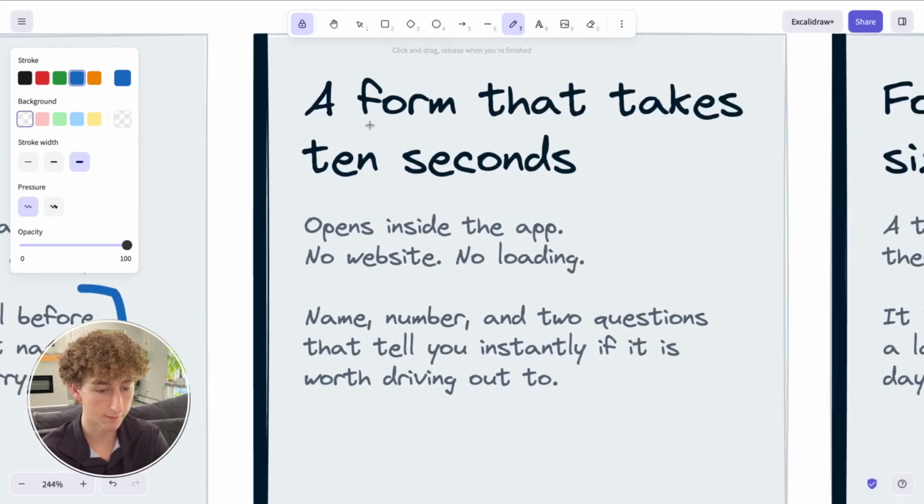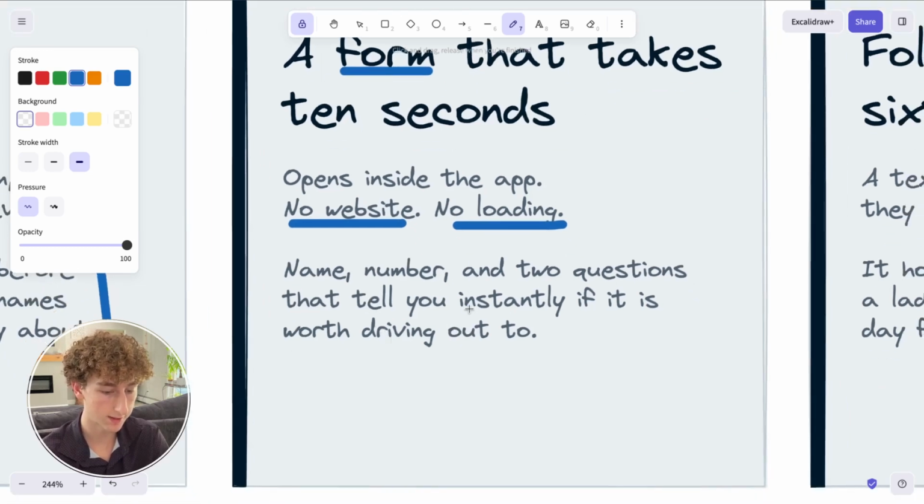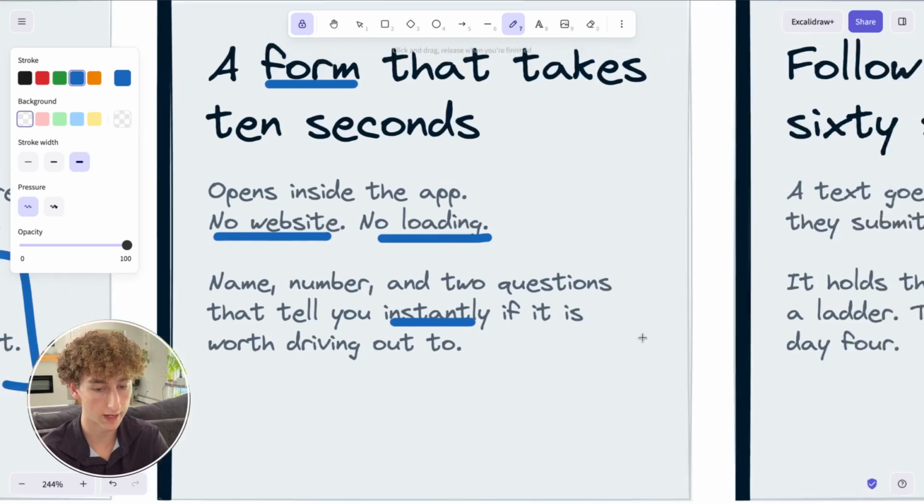Once they click, they have a form. It takes 10 seconds, and it opens inside of the app as well, so you do not need a website. If you have a super slow website, it doesn't matter. It's in the app. You don't have to worry about this. It basically just has name, number, and 2 questions that will instantly tell you if it's a lead that's worth going out to, all of that kind of stuff.